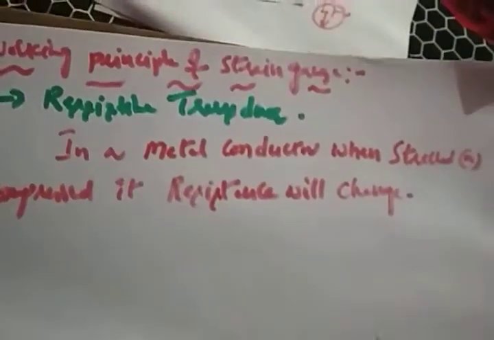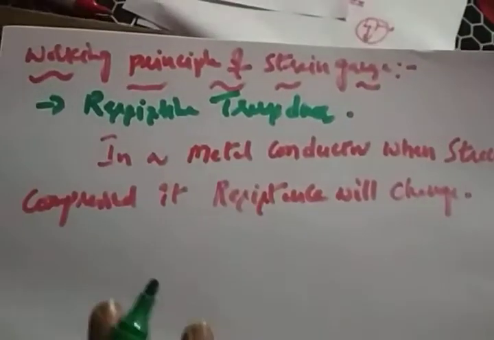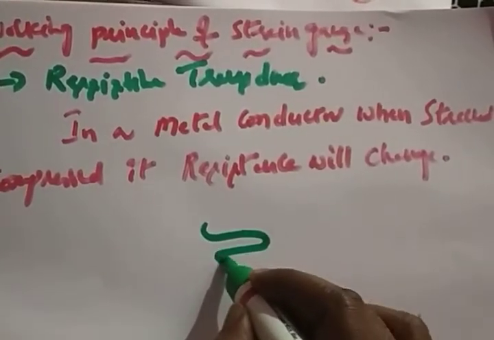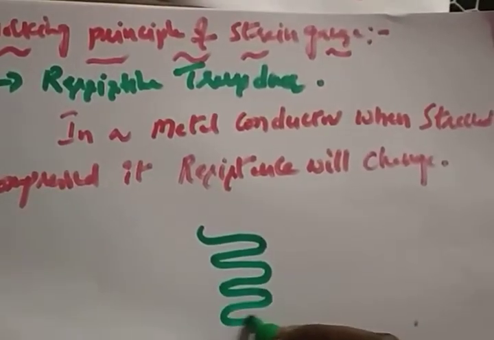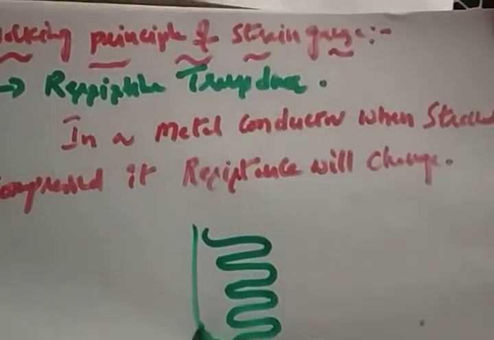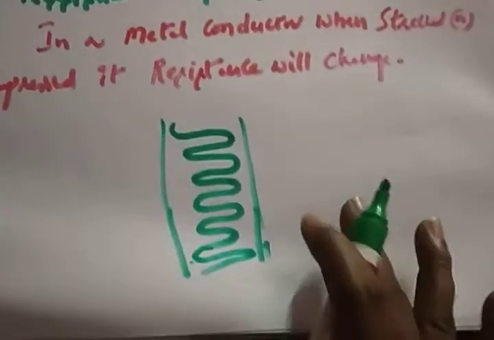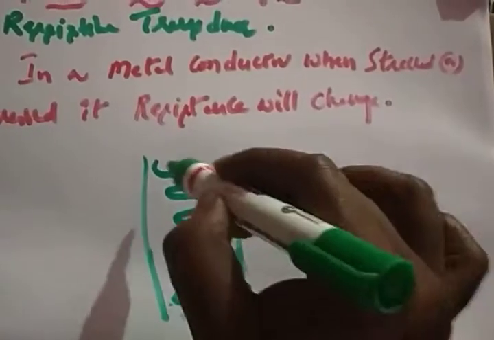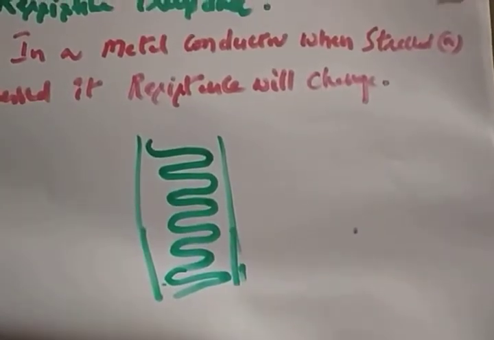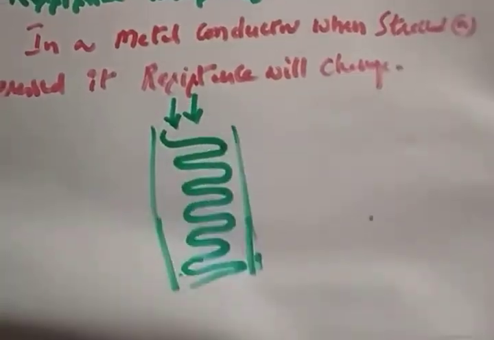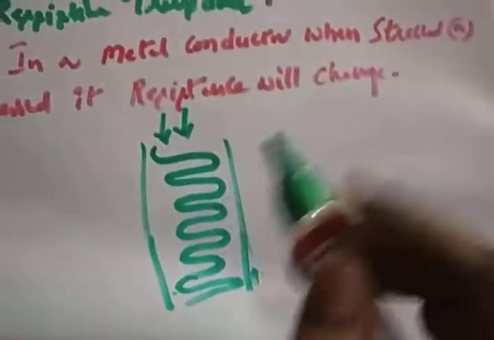Now, the strain gauge is nothing but one twisting wire. Right? So this is nothing but a strain gauge. It's nothing but a metal conductor. If you stretch it, that means you have applied a force. So what happens if it is stretched or compressed? Its resistance will be changed.